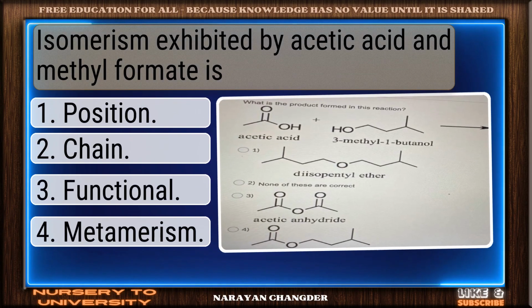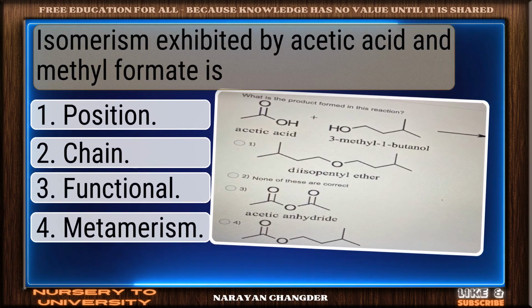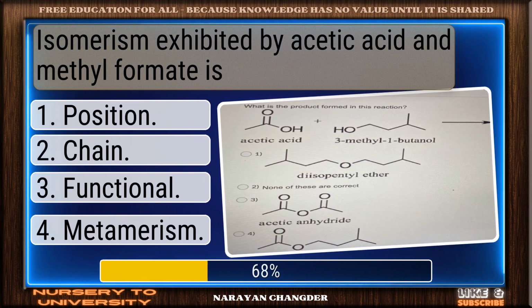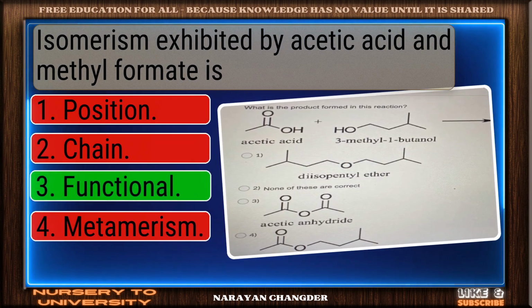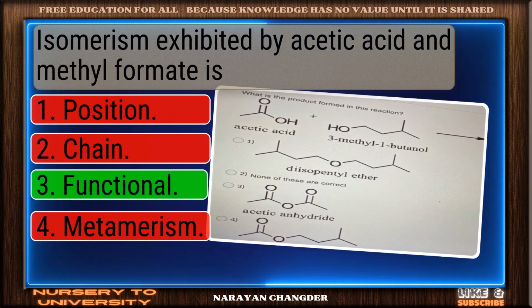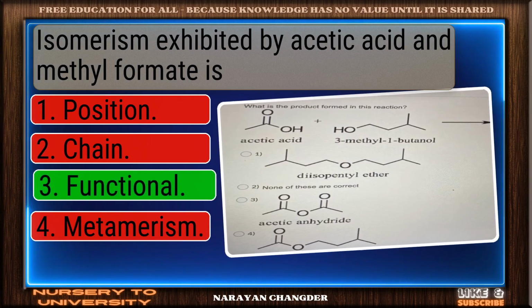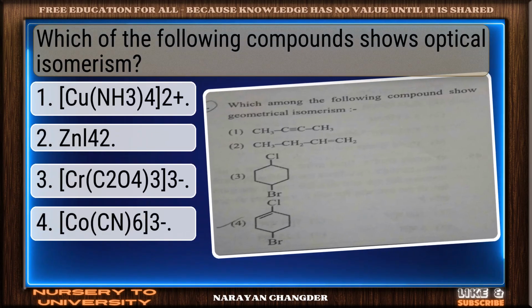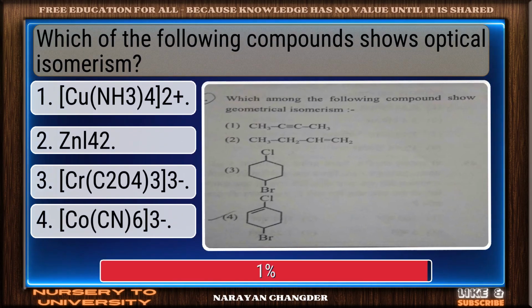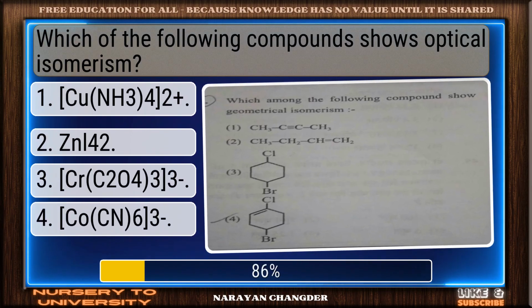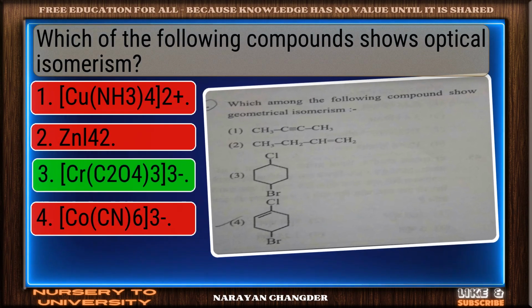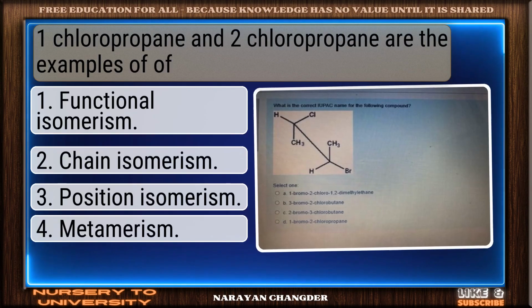Isomerism exhibited by acetic acid and methyl formate is. Correct response. Functional is the most accurate answer. Which of the following compounds shows optical isomerism? Good thinking. 3 is the right answer.